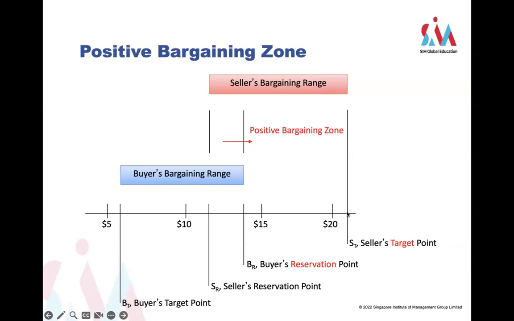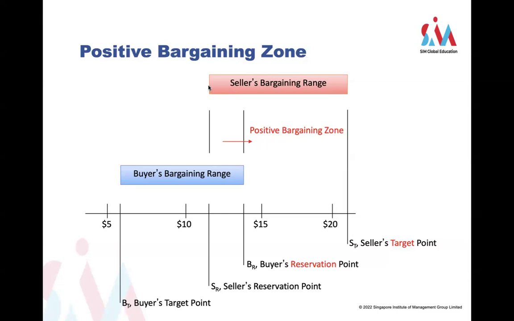From the seller's perspective, you also have your reservation point. What did we look at regarding reservation point yesterday? Reservation point is the minimum price at which you are willing to let go of your product. In this scenario, maybe it is about $11. So this is the seller's bargaining range. It is the region between the seller's reservation point and the seller's target point. This is the region in which the seller is going to close the deal.